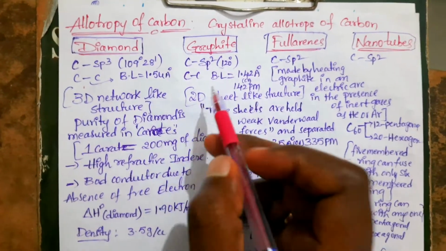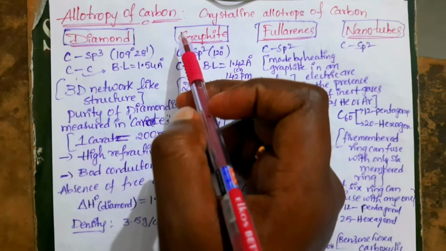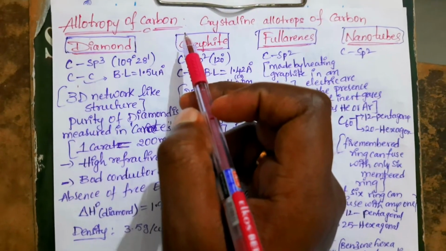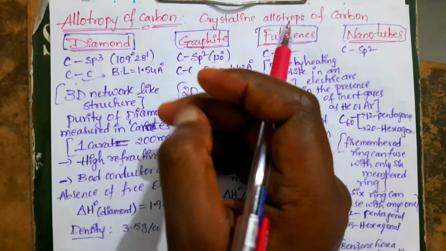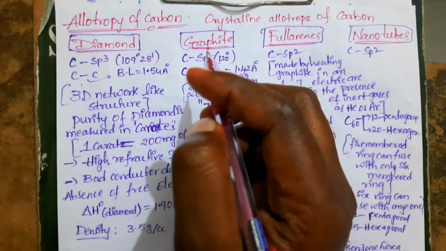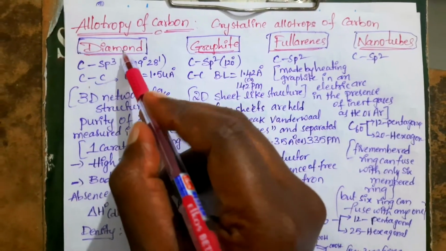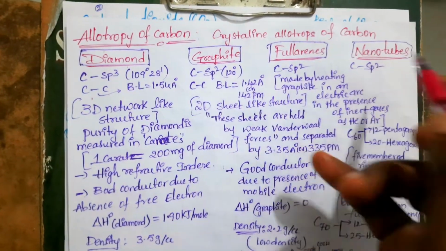Now we'll see the allotropes of carbon. What are the different types of allotropes of carbon? We have two types of allotropes, amorphous and crystalline. Crystalline ones are important. I have not written the amorphous ones: coal, charcoal, lamp black, and coke all come under the amorphous form of carbon allotrope. Crystalline forms are diamond, graphite, fullerene and nanotubes.